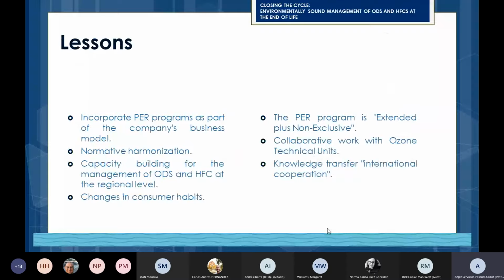What have we learned so far? Our lessons learned. First, I'd like to say that incorporating PR programs should be an element adopted as a company's business model. There's not any other way to do this because at the moment we're facing very important challenges where we can see the PR as an opportunity to close the loop and then to introduce them back into productive chains after reclaiming and develop capacities for other contexts.